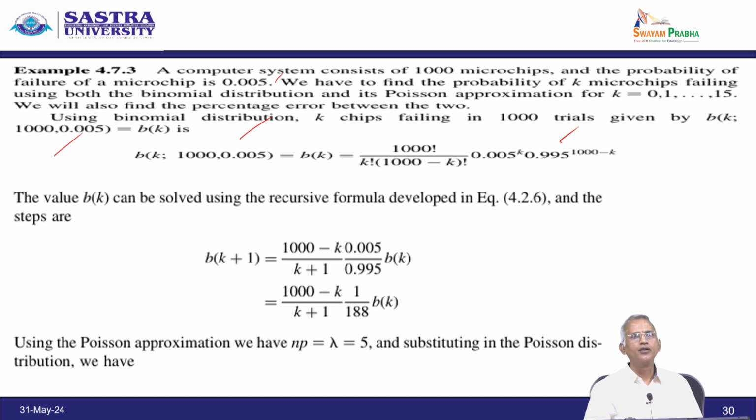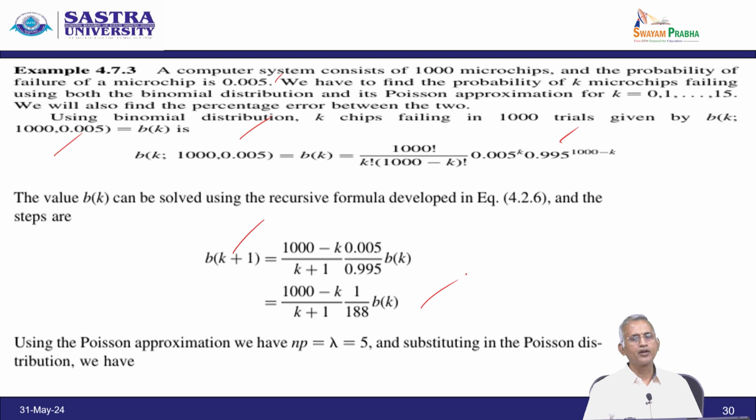Now, using the formula 4.26 developed earlier, b(k) can be solved recursively by replacing k with k plus 1. We have (1000 minus k) into 0.005 divided by (k plus 1) into 0.995 times b(k), and simplifying, you have (1000 minus k) by (k plus 1) into 1 by 199 times b(k).